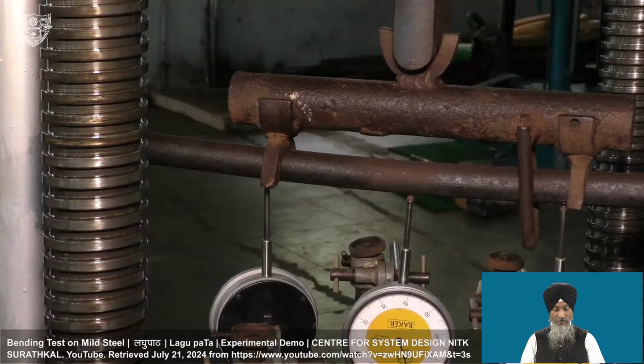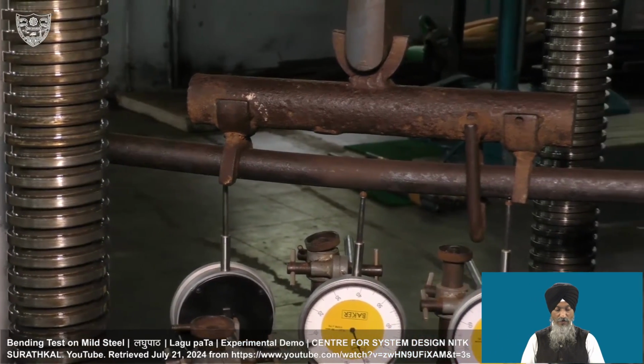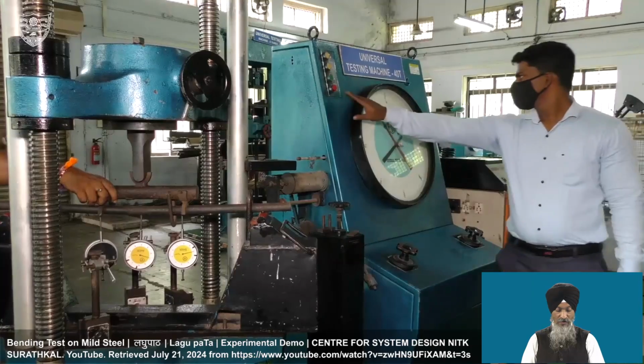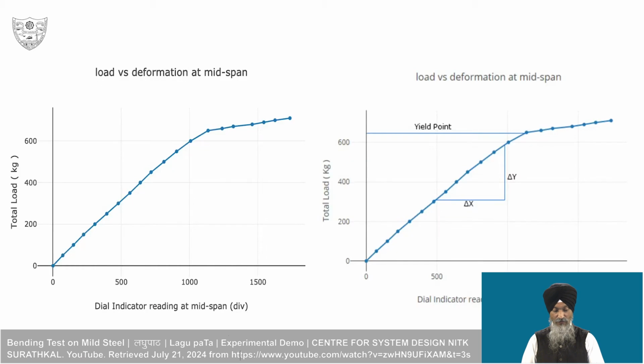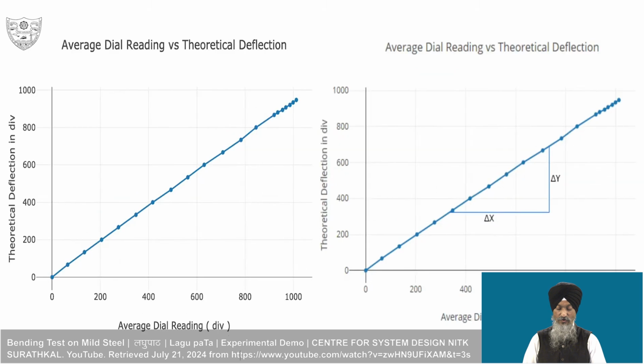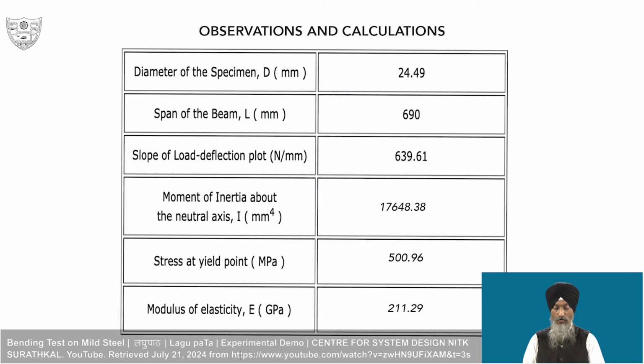Once the specimen is bent, we stop the experiment and plot the total load versus dial indicator reading, and the theoretical deflection and average dial reading are also plotted, so that we see what is theoretical and what is actual. Then we finally calculate the diameter, modulus of elasticity, and stress at yield point, and we try to get the bending modulus, that is, the flexural modulus of our specimen. This was the demonstration video.